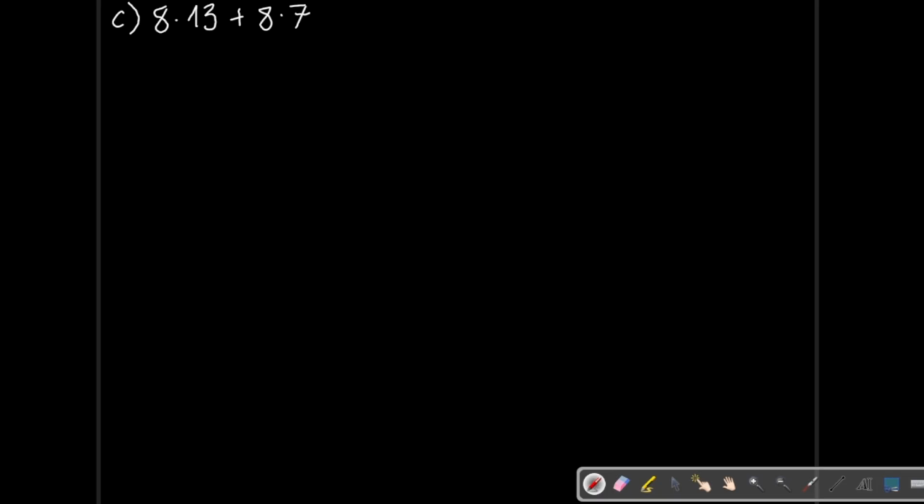the first approach to this problem would probably be to multiply this part and this part first and then add these numbers together. Of course, we need to do the multiplication first. So we have 13 times 8. That's 104. And then 8 times 7, which is 56. After adding these two together, we get 160.